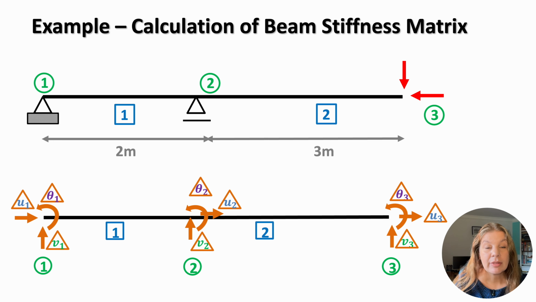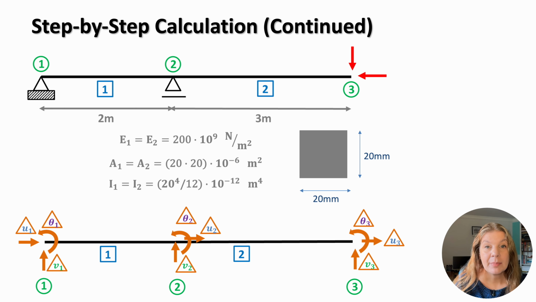There are 3 nodes and 3 degrees of freedom each, so we have a total of 9 degrees of freedom, which means that the stiffness matrix is a 9 by 9 matrix. In this example, all geometric and material properties are given for each element, and that means that E, the cross-sectional dimensions, and hence A and I, and lengths L1 and L2 are known.